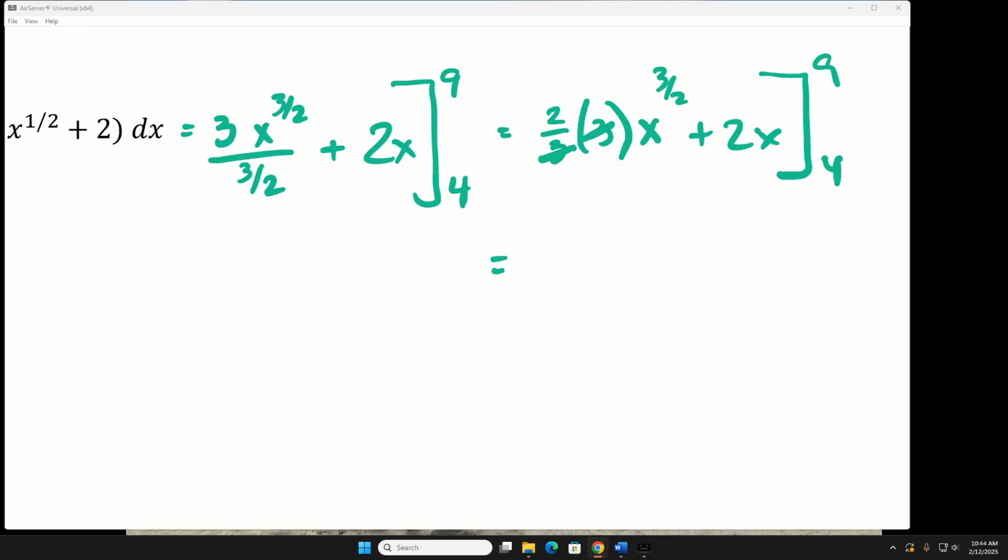All right, so now I'm going to plug in the numbers. I'm going to start with 9. So I have that 2 in the front. What does it mean to raise something to the 3 halves? Square root it and cube it. Or you could cube it and square root it. If we're doing 9 and we're cubing and taking the square root, it would be easier to do the square root first and then cube.